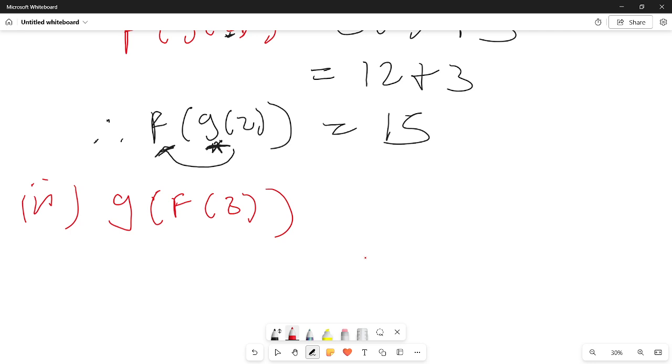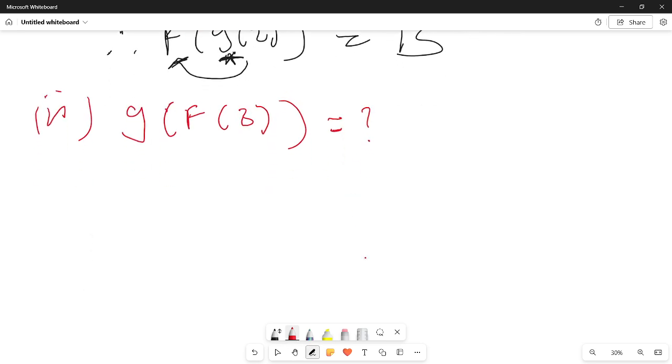So g of f of 3 is going to be defined based on g of f of x. So what is g of f of x?